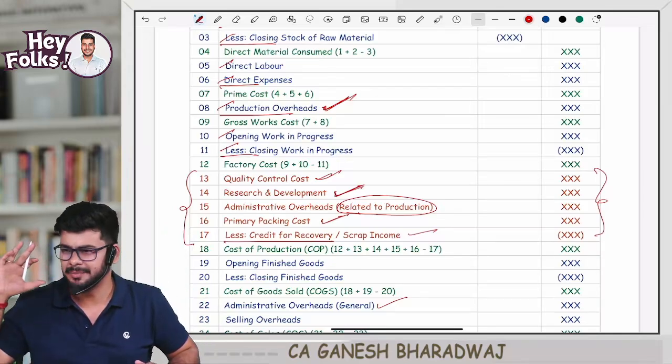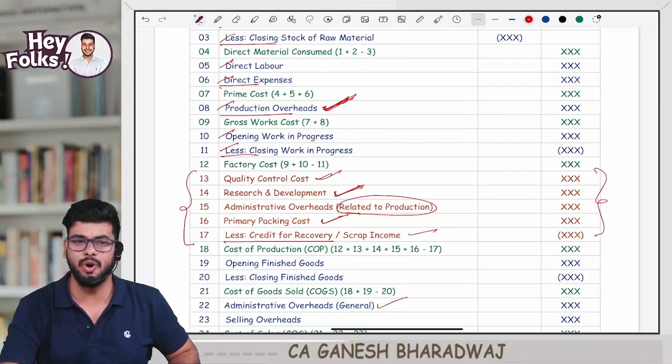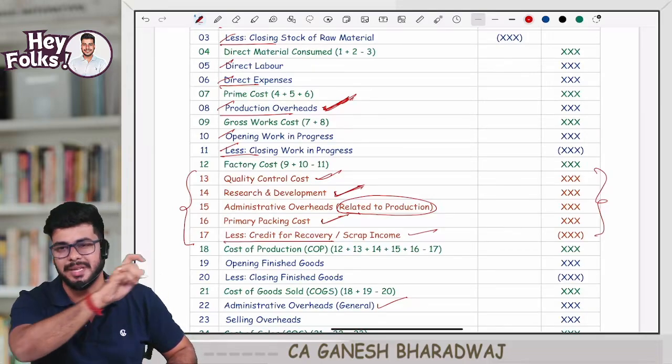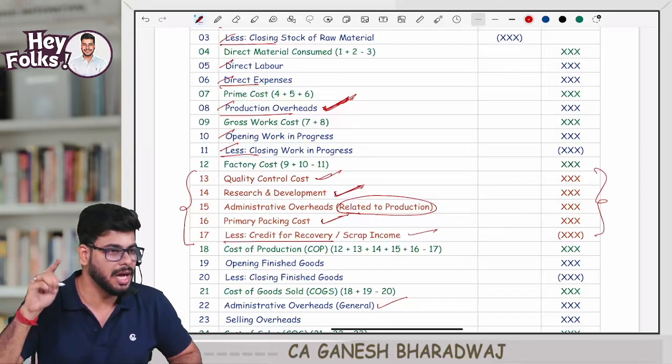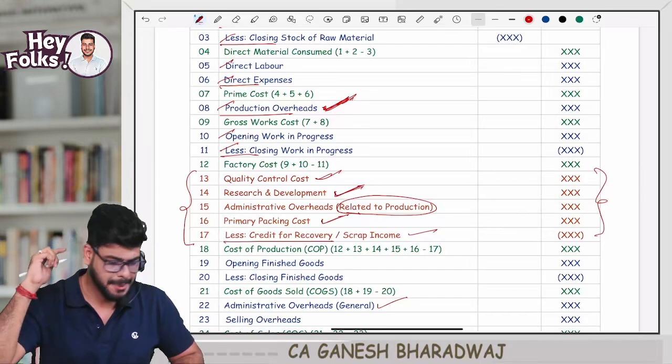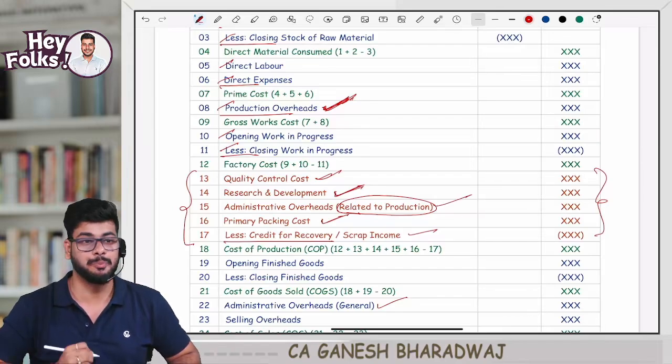Correct? So once again, ideally speaking, this is a part of POH, but the institute wants you to present it on the face of your cost sheet. Are you all clear with this? Any problem here? No. Next, administration overheads related to production.